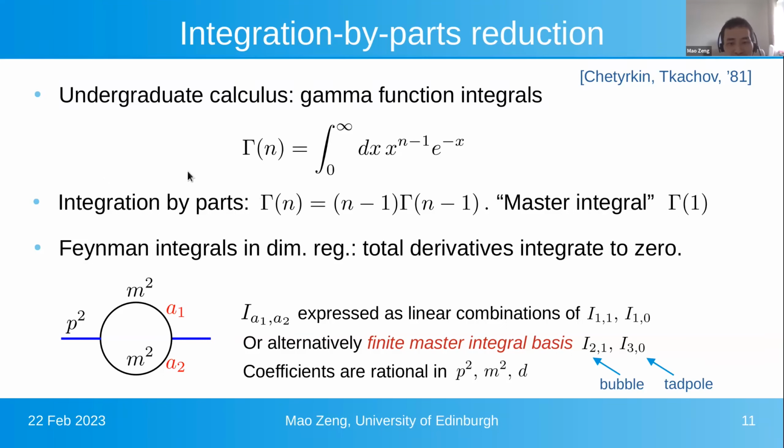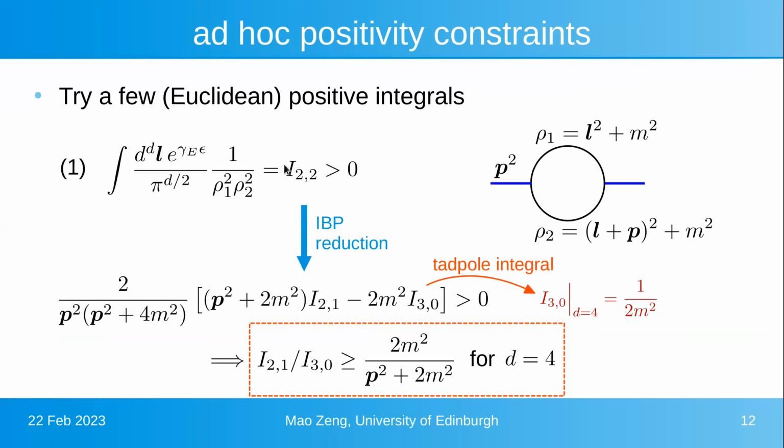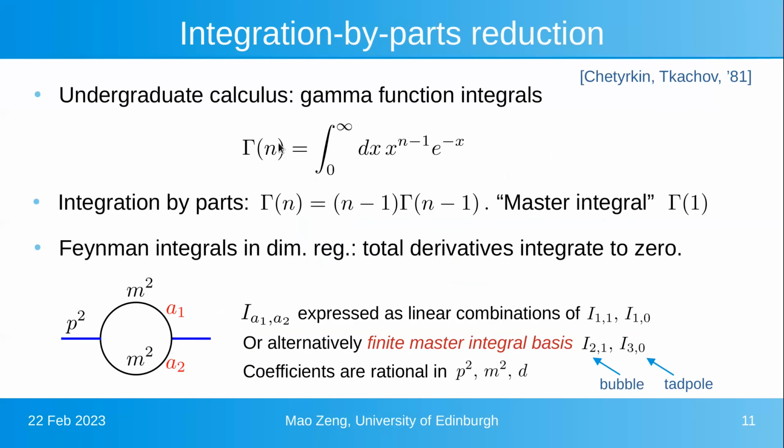For our talk, it's more convenient to switch to an alternative basis. So with a1 equals 2, a2 equals 1, that's an alternative bubble integral, and an alternative tadpole integral where the only surviving propagator is raised to a cubic power, because this gets rid of UV divergences. Just to make sure I understand the notation, I sub 1, 1 is the integral we want, right? Yeah, exactly. Okay, thanks.